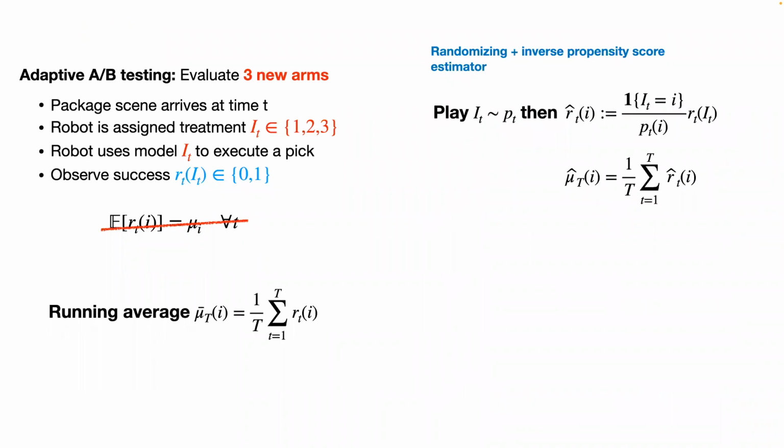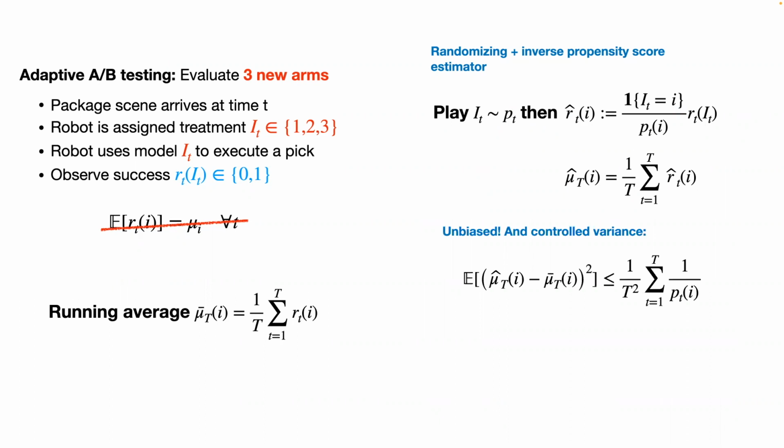But we're smart. We know how to use inverse propensity scores, and we can get unbiased estimates of the reward of the alternative, even if we pulled some other I_t, as long as the I_t was drawn randomly from some distribution P_t. And so this mu hat T, if you build this unbiased estimator, it's unbiased and we can control the variance. The variance goes down like 1 over P_t.